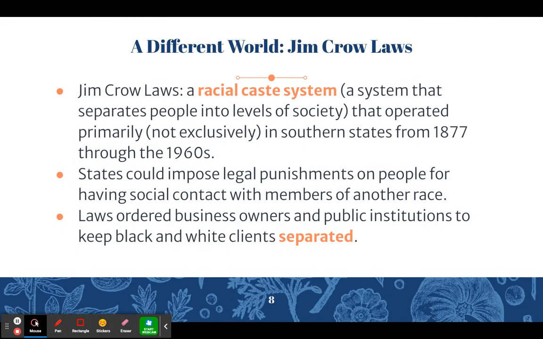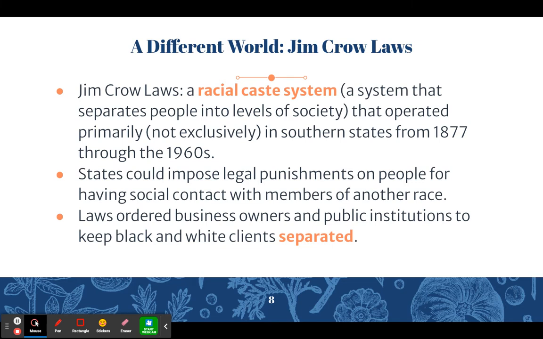The Jim Crow laws are a racial caste system, basically a system that separates people into different levels of society and says who's on top and who's on bottom. It primarily operated in the southern states, but not exclusively. There were northern states that did have Jim Crow laws as well, from about 1877 through the 1960s and the Civil Rights Movement. Some people would argue that the effects of Jim Crow laws are still being felt today in our modern society. Basically, states could impose legal punishments on people for having social contact with members of another race. There were laws that ordered business owners and other public institutions to keep their Black and white clients separated.